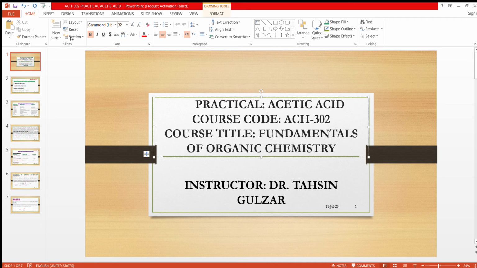You know the major tests, four major tests. One is preliminary examination of the organic compound. Second is element detection. Third is functional group detection, and then derivative formation of that organic compound.